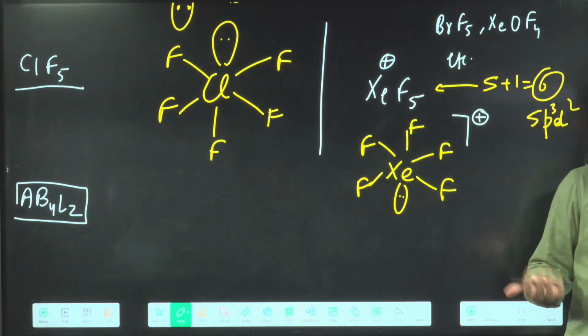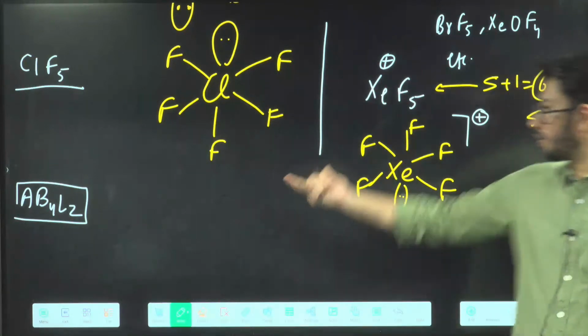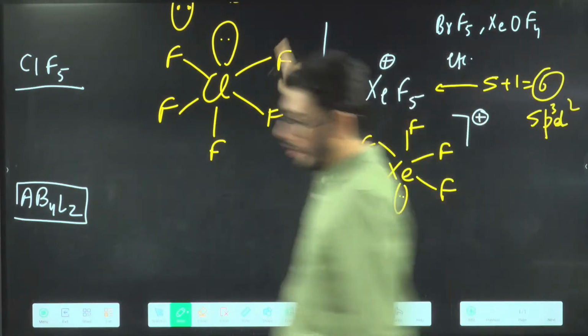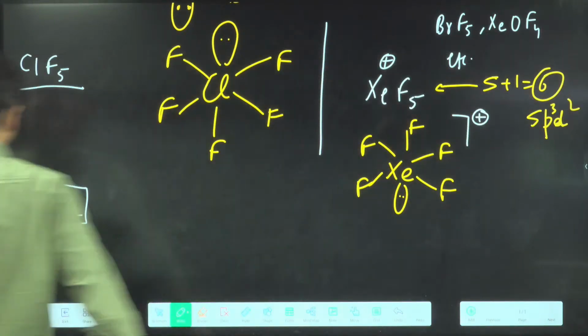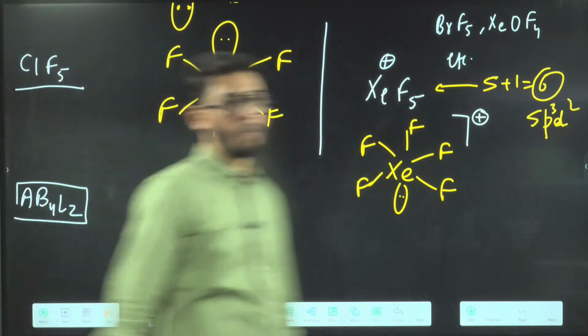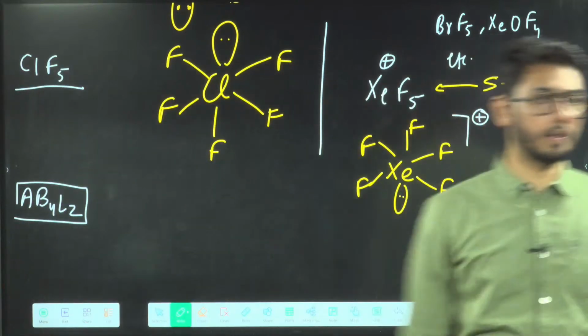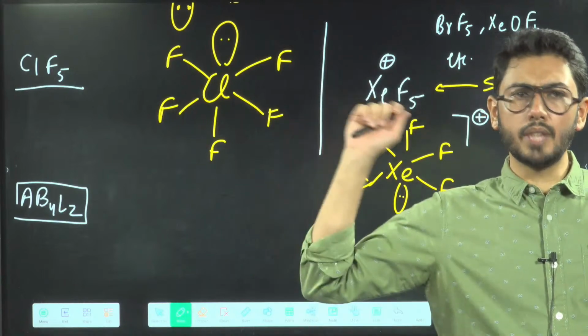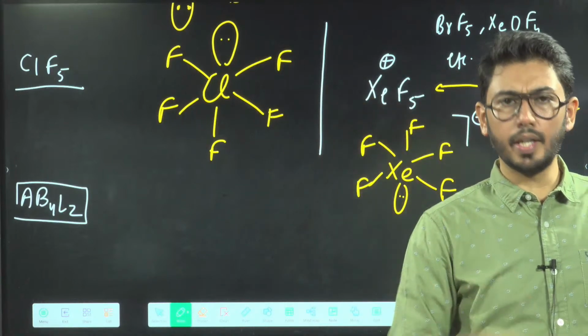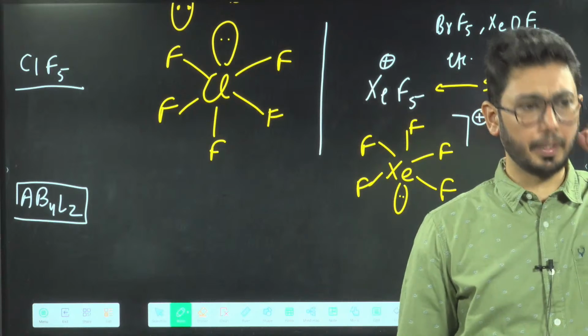Till this point, clear? Any doubts up to this example of AB5L type? Because next we are discussing AB4L2. Whatever remaining examples are written, you will try them again as per AB5L type.